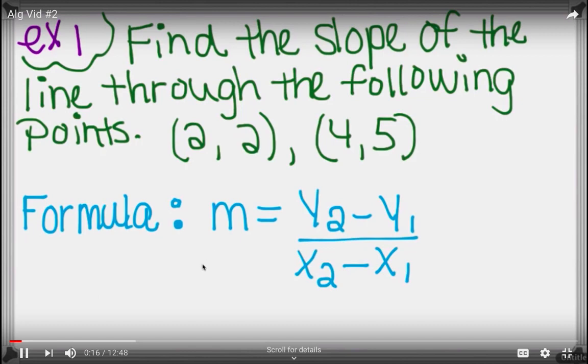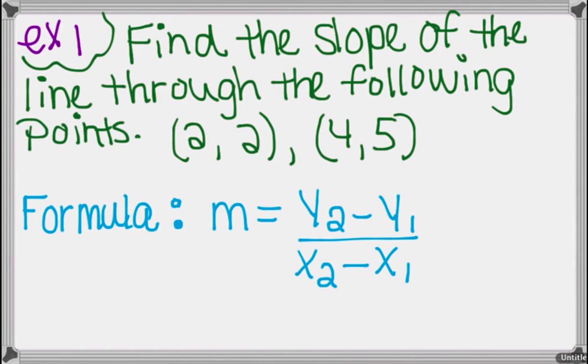So, okay, first off, let's just look at, and I think most of us have seen this before. Find the slope of the line through the following points. So we got 2 points. First point is going to be 2, 2. The second point is going to be 4, 5. We will label those points accordingly so that we can use the formula given below.